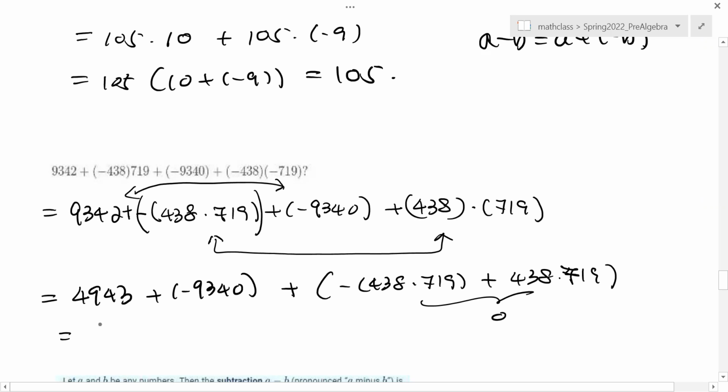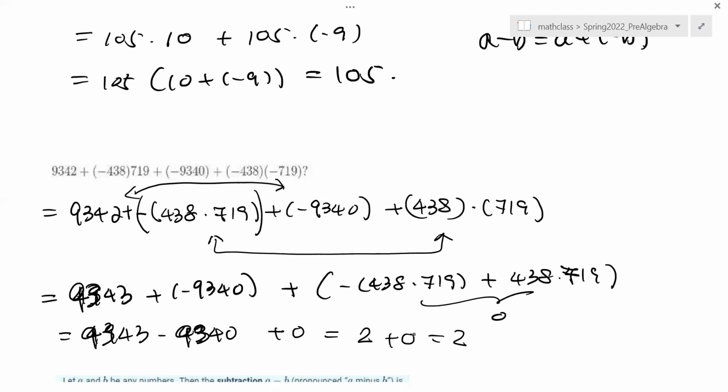And here 9343 minus 9340, sorry, I copied wrong. And the plus 0, and that's going to be 2. 2 plus 0, which is 2. All right, so that's how we solve the problem. Just regroup them, but be careful.